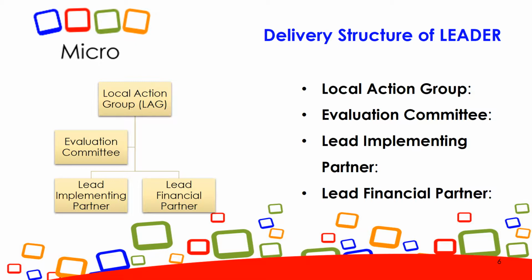The second is the evaluation committee, which is made up of individuals who have an expertise in various sectors relevant to the Leader program. The third is the lead implementing partner. This partner works with applicants to develop their funding applications, accept the applications for funding, and assist in the evaluation process. It is a local office within a county or region. Lastly, there is the lead financial partner. This partner, which is sometimes the same partner as the lead implementing partner, administers the payment of the grant to the program beneficiaries and may have the responsibility to conduct the administrative controls on the programs.